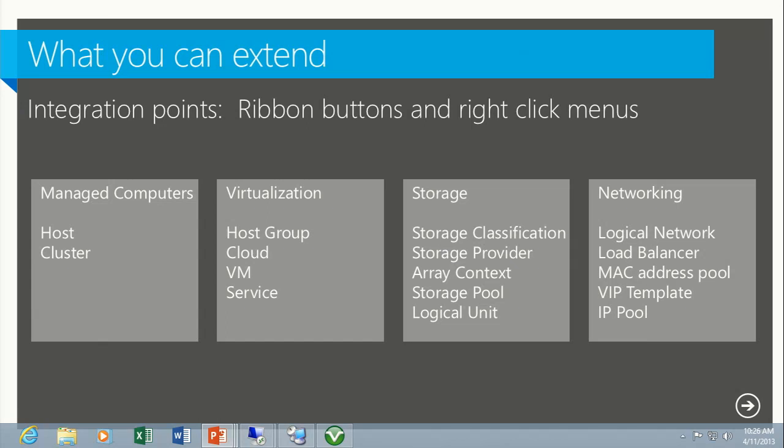So there are many different places that you can extend. The entry integration points are ribbon buttons and right-click menus. But from there, you can enter into all of these areas in the console. So you can tell add-ins, I want you to show up if there are hosts being displayed. I want you to show up if there are clouds being displayed, things like that. That's what these different contexts are.